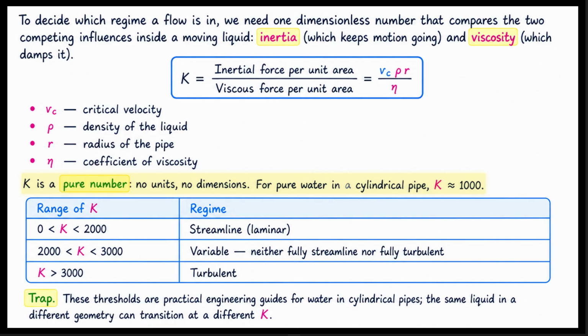For pure water in a cylindrical pipe, it sits around 1,000. Below 2,000, the flow is streamline. Between 2,000 and 3,000, the flow is variable, neither fully streamlined nor fully turbulent. Above 3,000, the flow is turbulent. One quick trap. These thresholds are practical engineering guides for water in cylindrical pipes. The same liquid in a different geometry can transition at a different value of K.